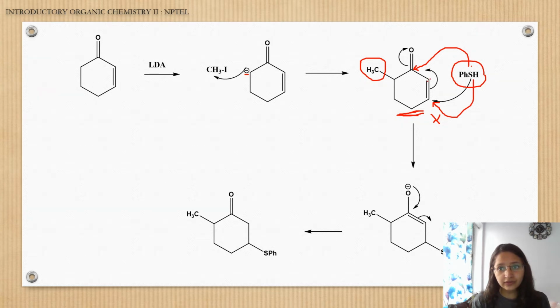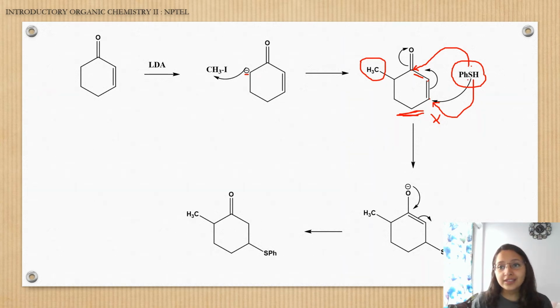This carbon is not nucleophilic, sorry, electrophilic. Why? Because after conjugation, a partial double bond character is arising here. That is why it is not electrophilic. This carbonyl carbon and this carbon at the C4 position are electrophilic only. Now, if PhSH is the nucleophile, can anyone tell me whether it is going to give a 1,2 addition or a 1,4 addition? 1,4 addition. Very good, it is going to give you a 1,4 addition.